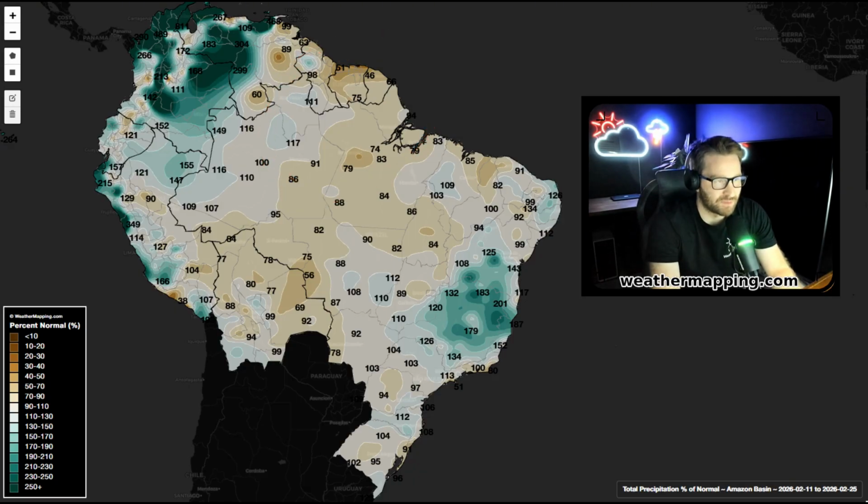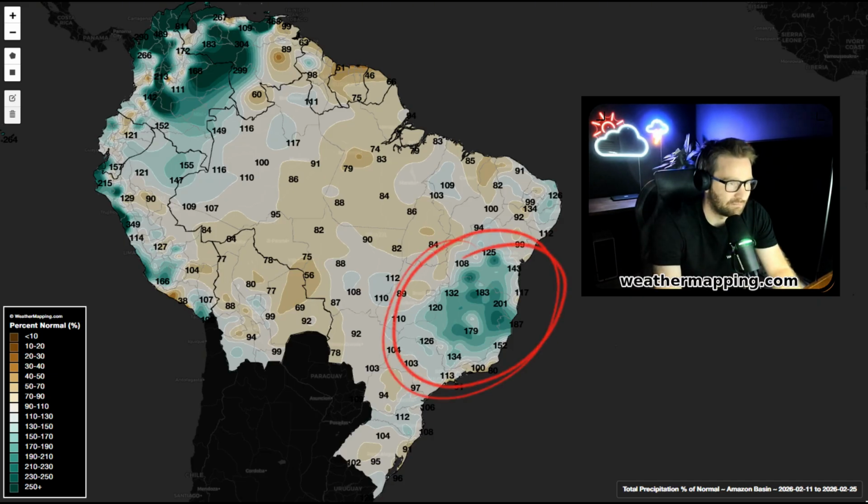Looking at southeast Brazil, a clear wet signal shows up over parts of southeast Brazil, with broad zones around the 130 to 190% of normal range. Some are even going over about 200% or above. This isn't just a bit wetter. It suggests there are going to be meaningful and multiple rain events over the next 15-day period, with a gradient back towards near normal as you move away from this core.